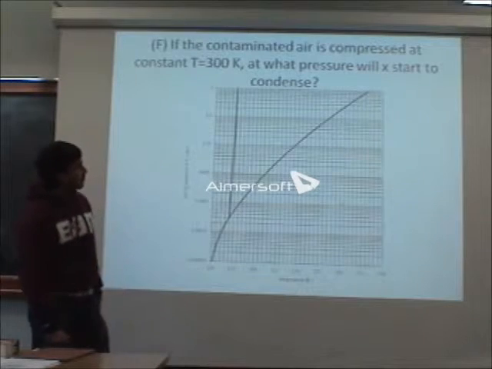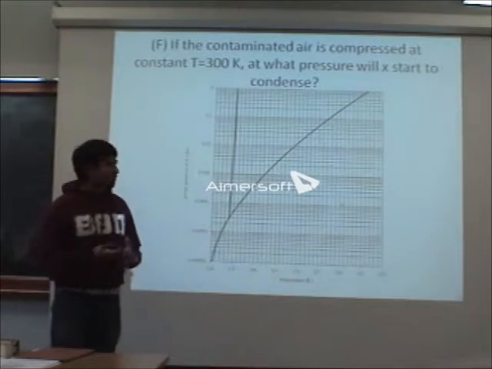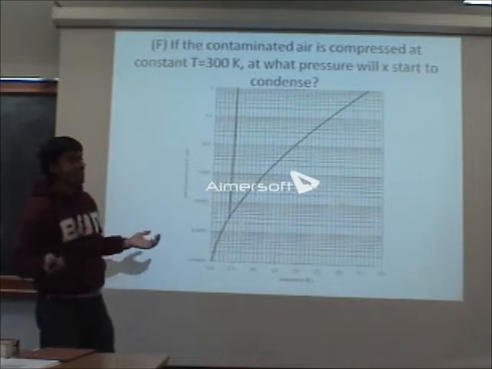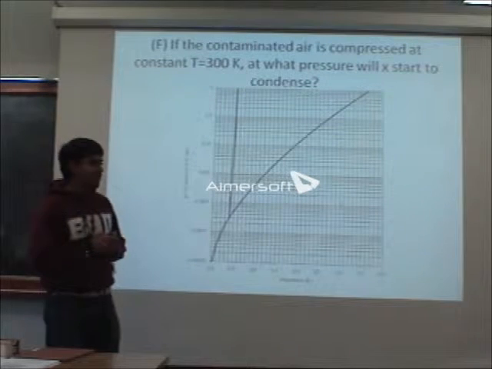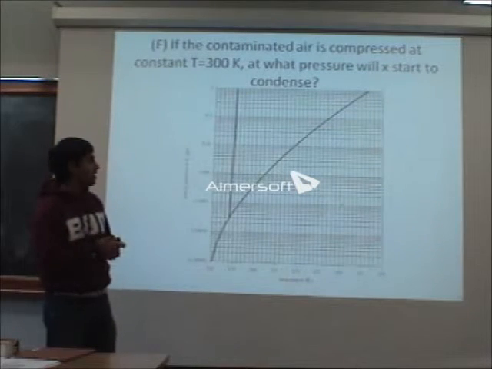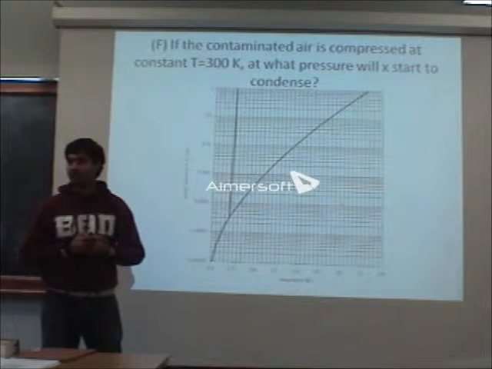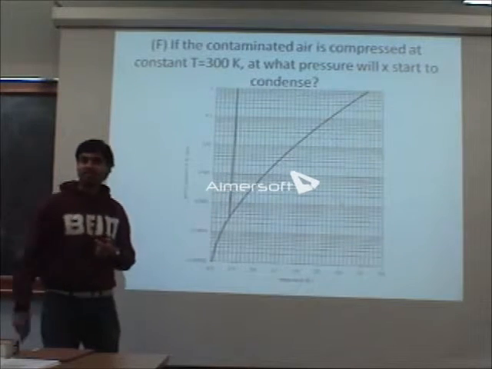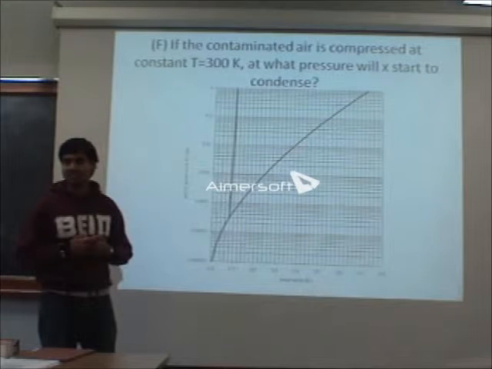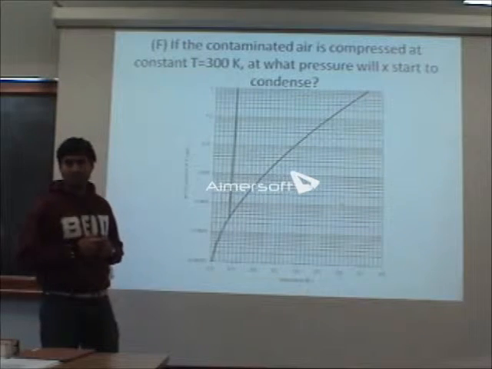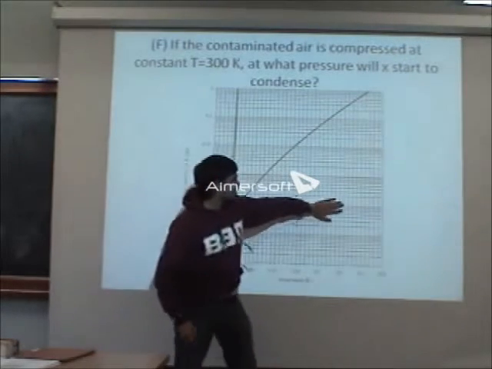Okay, so now we're at 300 Kelvin, and we want to compress the gas, and we want to find the minimum pressure at which it will first start to condense. So what do we have to do now? Anyone on that side? Dhruv, suggestions? We'll condense when it reaches the liquid.